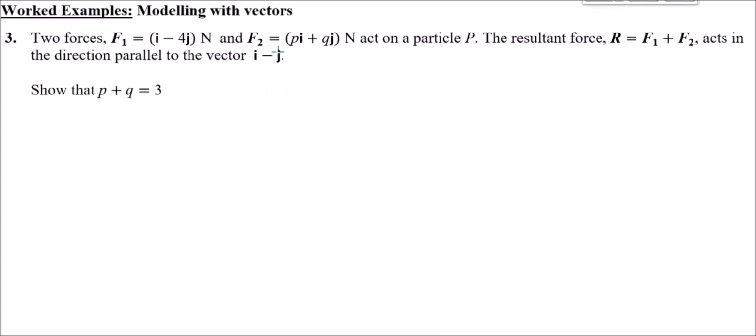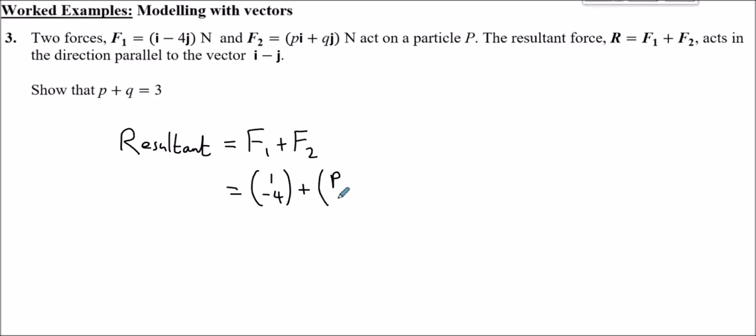Finally, question 3. We have two forces F1 and F2 acting on a particle P. The resultant acts in a direction parallel to vector i minus j. So we need to show that p plus q equals 3. What we need to do here is to work out the resultant force. So the resultant is the sum of F1 plus F2. F1 is 1i minus 4j, and F2 is pi plus qj.